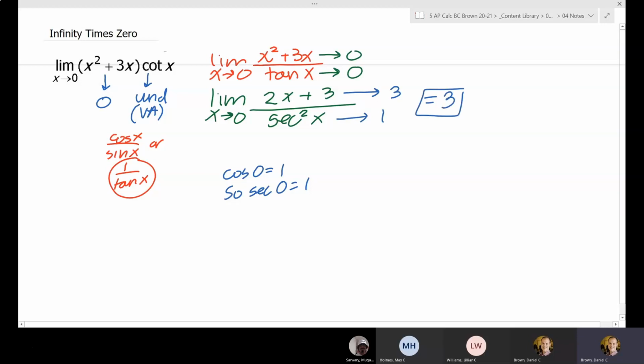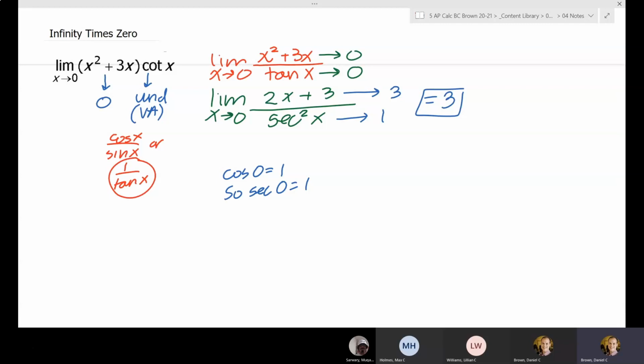Finishing out that problem, L'Hopital's rule lets us take the derivative of the numerator and the denominator. The numerator becomes 2x plus 3. So as x goes to 0, the numerator is going to 3. The derivative of tangent is secant squared. The secant of 0 is 1, so 1 squared gives us 1. This limit is approaching 3. So that's an example where we have to rewrite the problem.